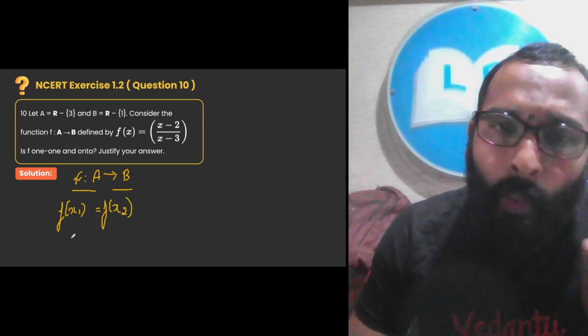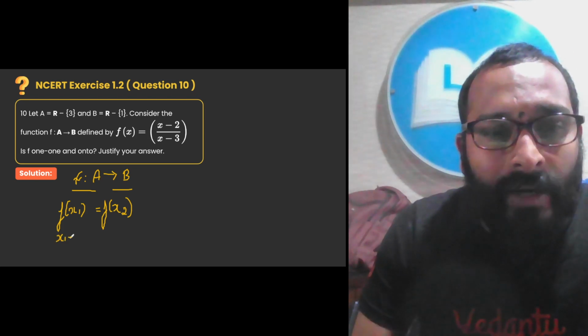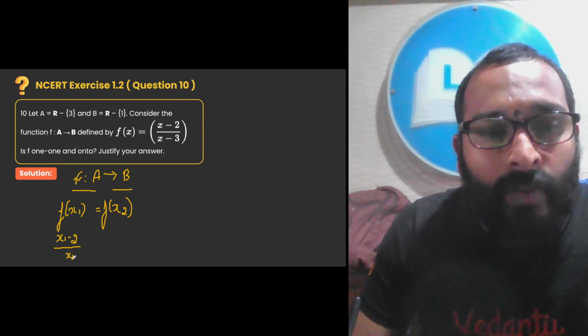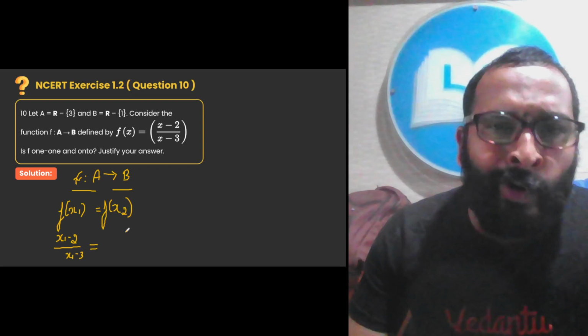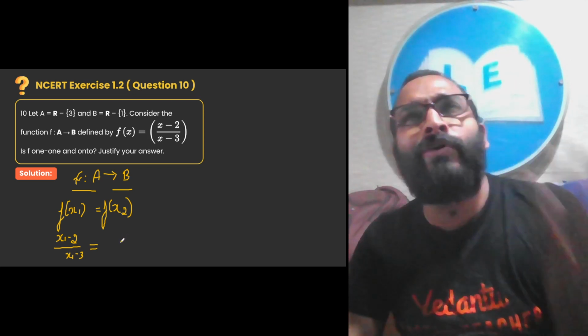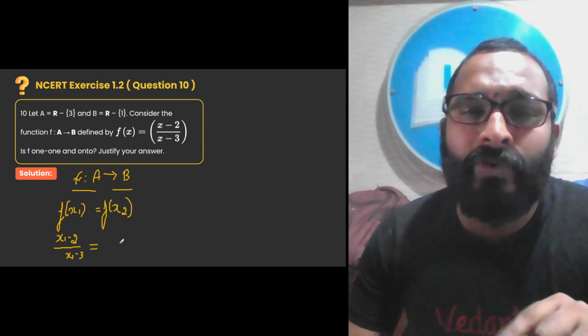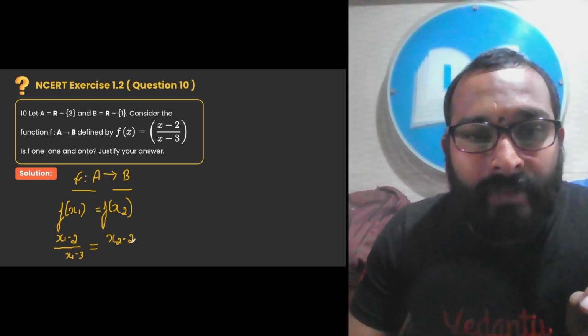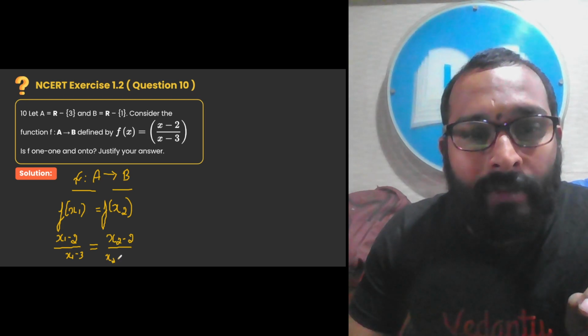it is 1-1. Now (x1 minus 2) divided by (x1 minus 3) in the denominator, and you can see children, in the function in the denominator we have x minus 3. That's why it's the set of real numbers excluding 3, because when you substitute 3, that becomes infinity. So here (x2 minus 2) divided by (x2 minus 3).